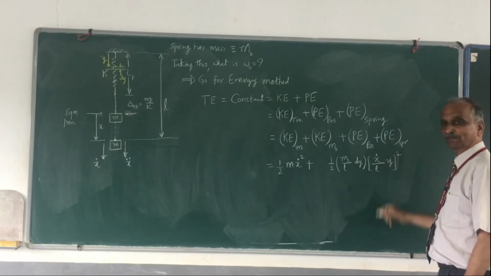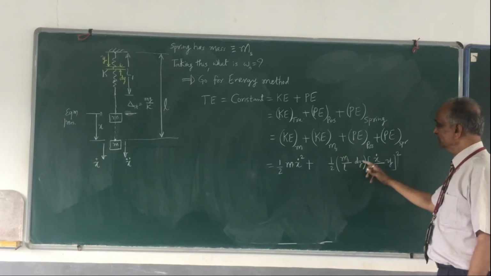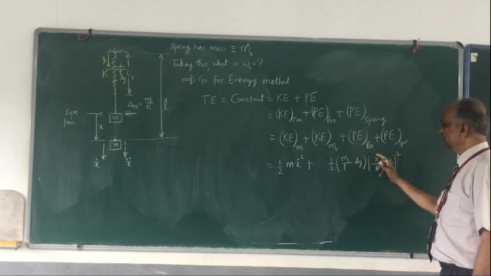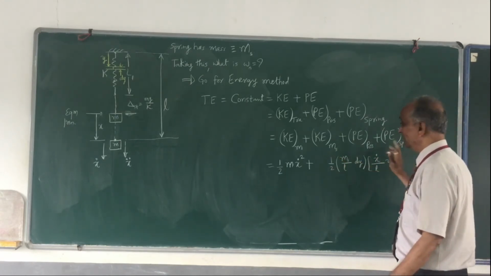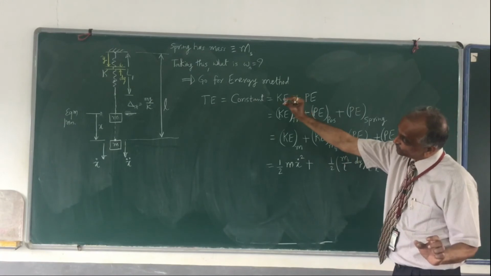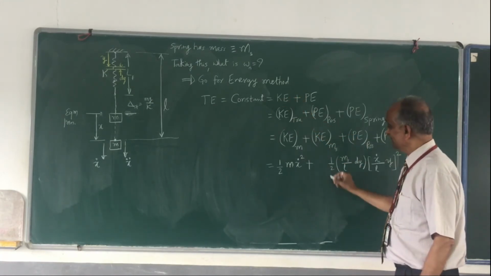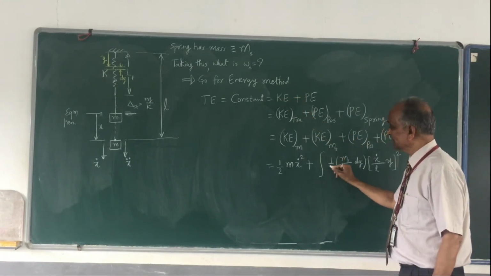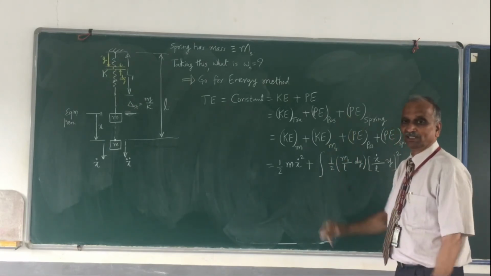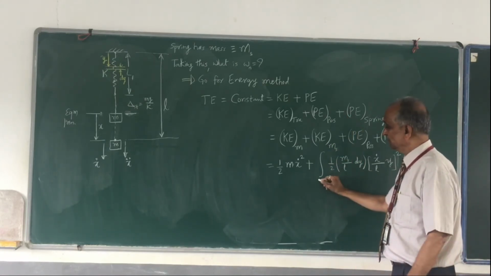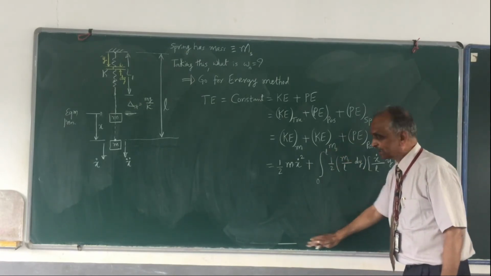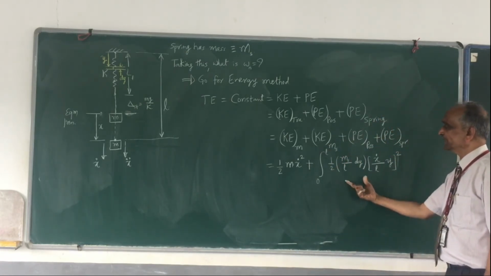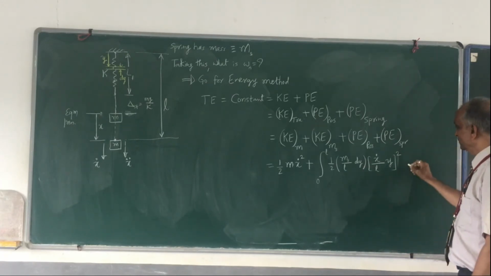This is half into the mass of that element, into the velocity squared. What we have done is find the velocity of that small portion. But I want the kinetic energy of the entire spring. So what should be the limit? From 0 to L. If you calculate this, it gives you the kinetic energy because of the mass ms.